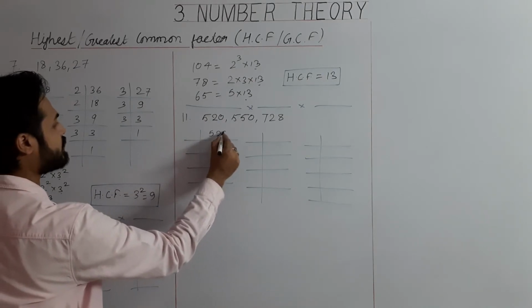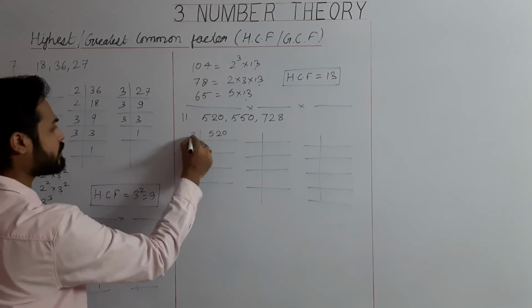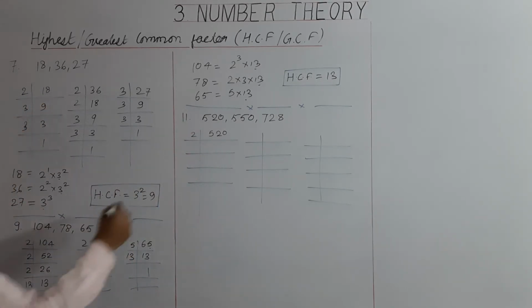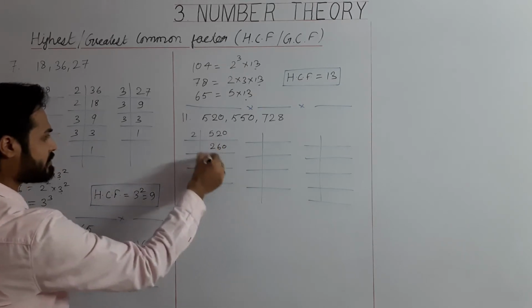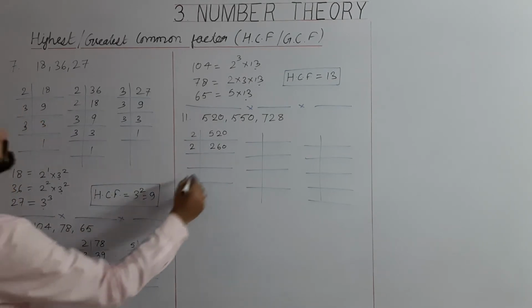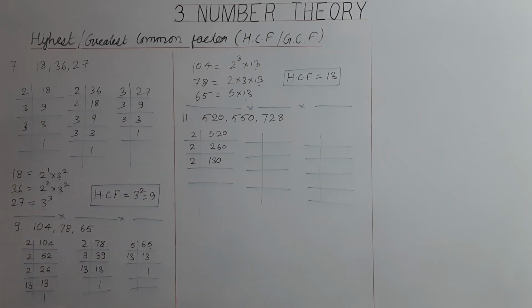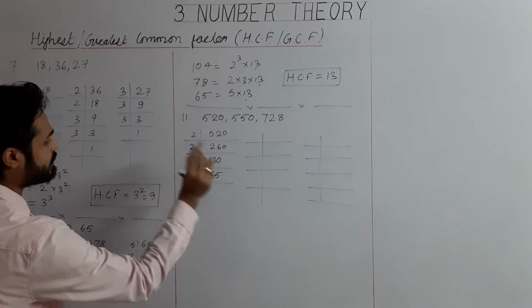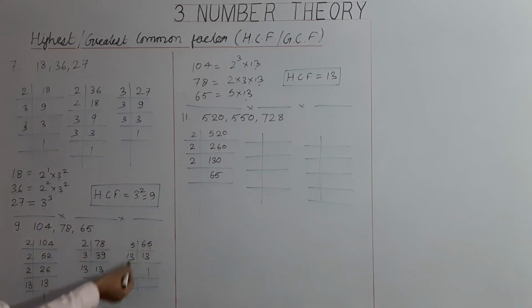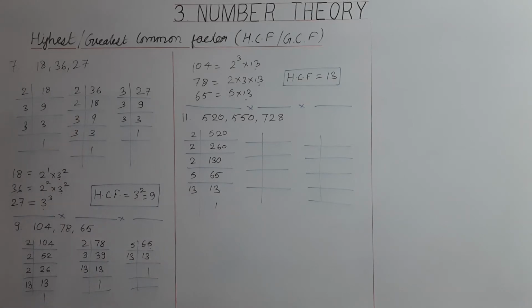520 is an even number, so we'll divide 520 by 2. Answer is 260. Again, 260 is an even number. By 2, we will get 130, again even number, by 2, 65. For 65, we know the factor is 5, we will get 13 and 1. So these are prime factors of 520.